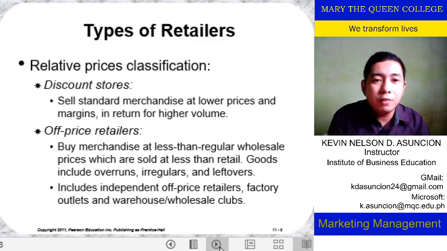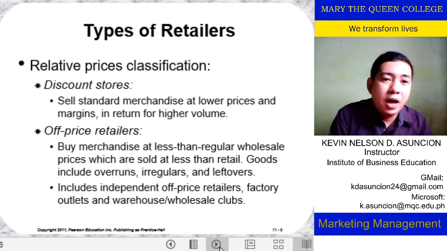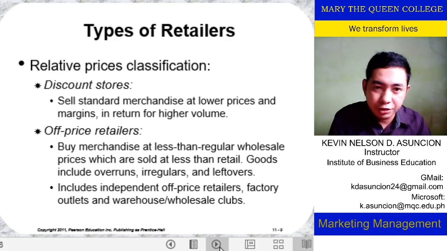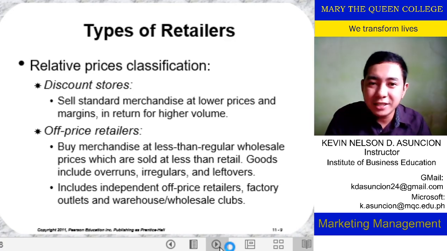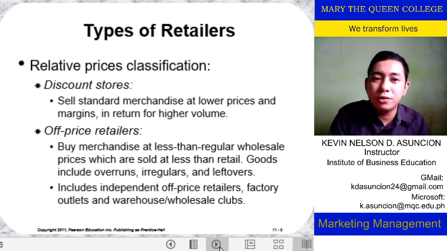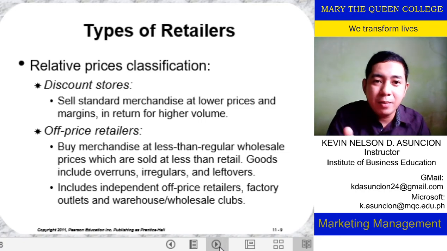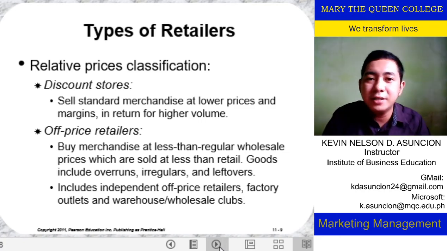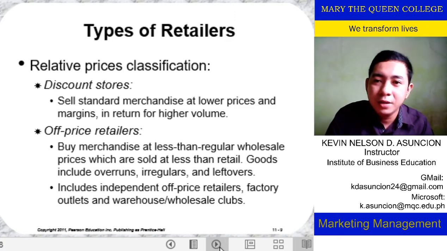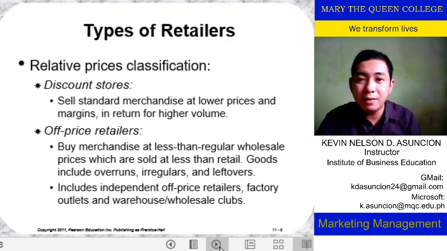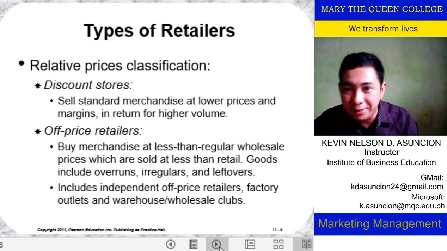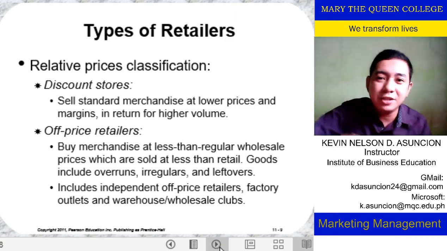So we also have what we call stores based on the price classification. So this is what we call a discount store and off-price retailer. Paano sila nakakaiba? Si discount stores, para makabenta ng marami, ay nagbababa ng presyo. So sell standard merchandise at a lower price and margins in return for higher volume. Na ibig sabihin nito, pag nakita nilang mura yung produkto, bibili sila ng marami. So it's a strategy on distribution.